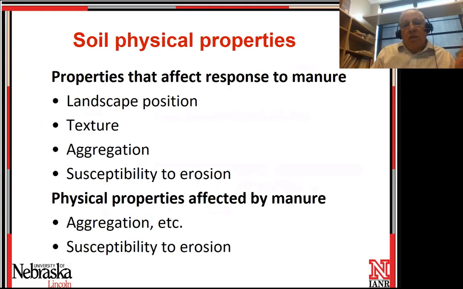There are some soil physical properties that are important to how much crop response and soil response we get from manure application. That could include landscape position, soil texture, soil aggregation, susceptibility to erosion. And then there are physical properties that are affected by manure: soil aggregation, soil water infiltration, and some others. And then susceptibility to erosion is another physical property of much concern.